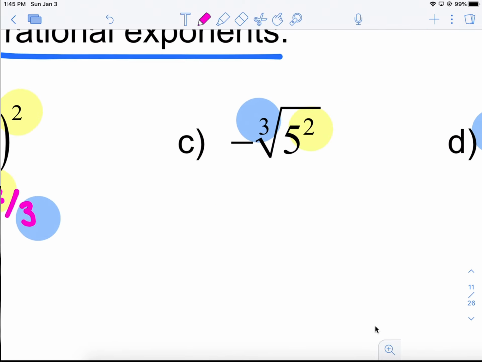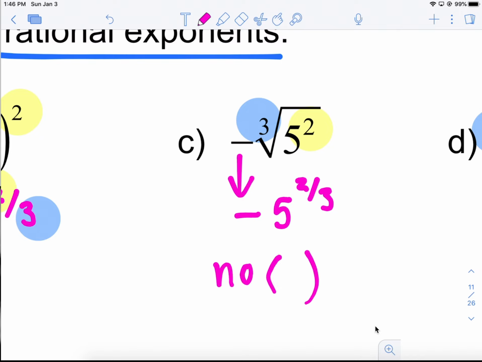Going on to the next one, that negative needs to stay on the outside. There are no parentheses going on here. So it's like saying negative 5 to the 2 over 3, just like we had a second ago, and I can throw that negative straight onto the outside. I do not need parentheses here, okay?